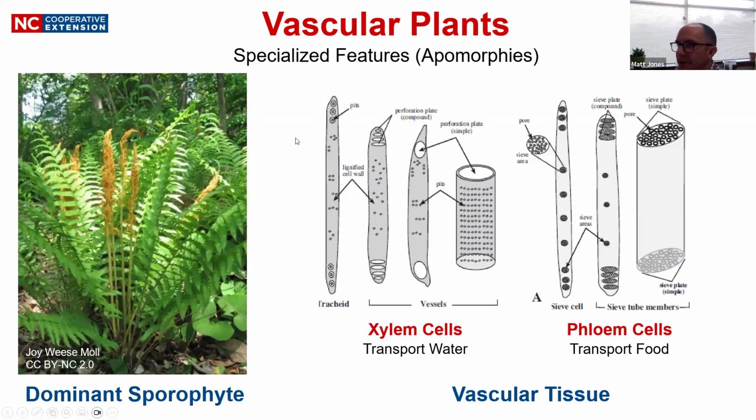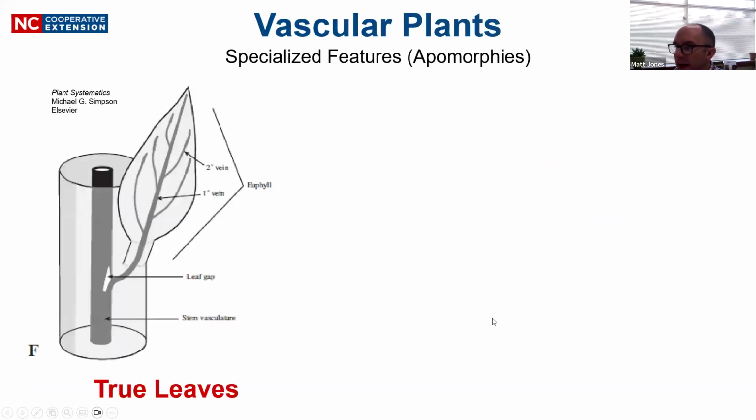They also contain, as I mentioned, vessels, so xylem cells and phloem cells that are specialized for transporting water and food respectively. So that's called collectively vascular tissue. They also have true leaves.